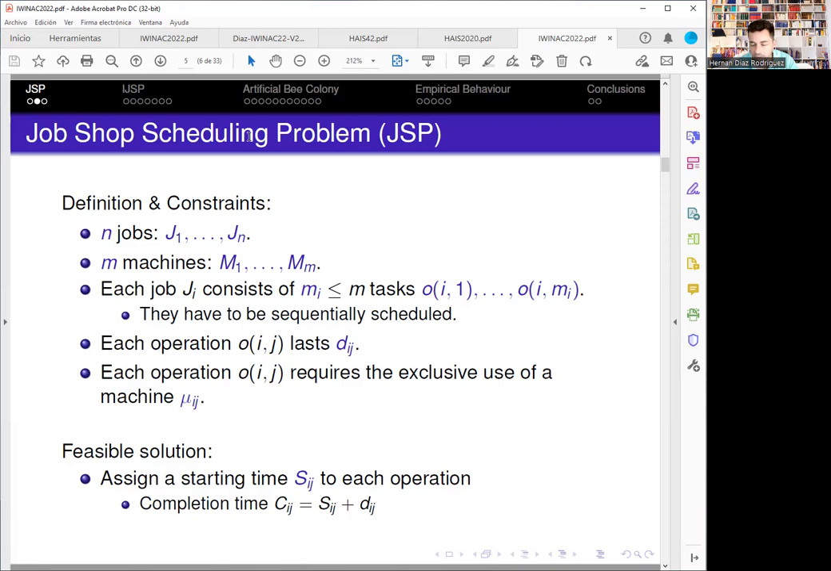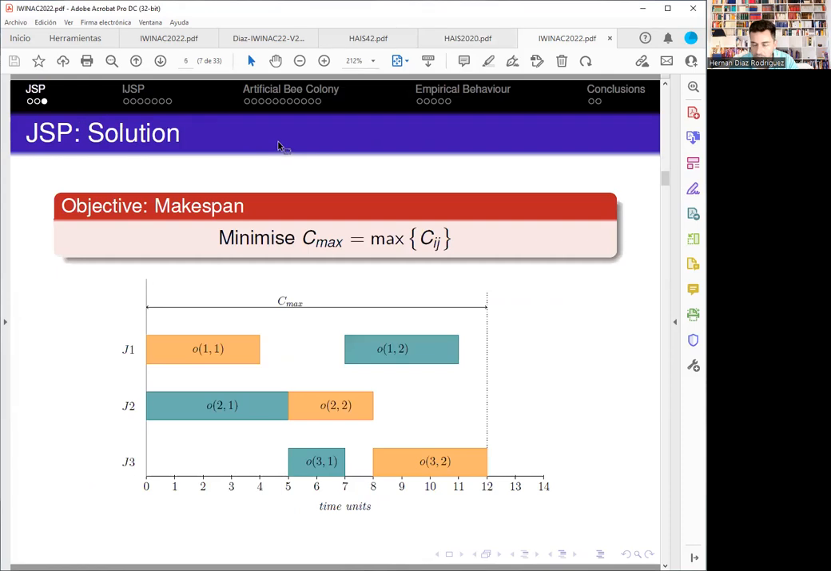To get a feasible solution, we need to assign a starting time to each operation, in a way that the completion time is the starting time plus the duration. So if we have a look at the Gantt chart of the schedule, it will be something like this, where we have all the tasks represented here, and the objective is to minimize the makespan, which is the maximum completion time of any task in the system. As you can see here, the makespan is a crisp number, which is 12 for this instance.